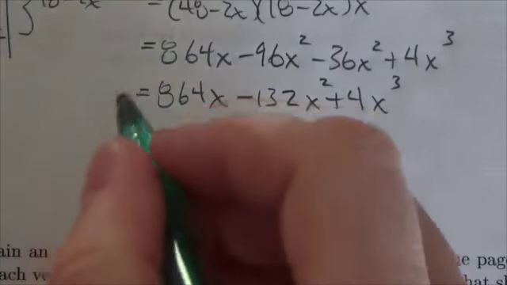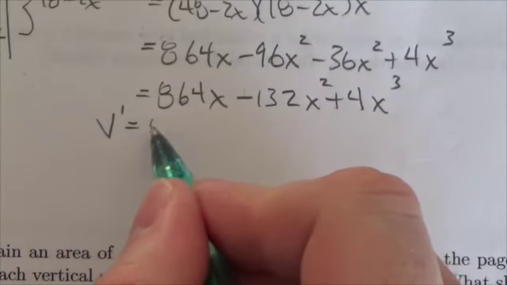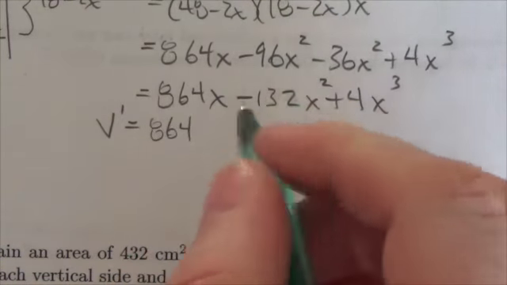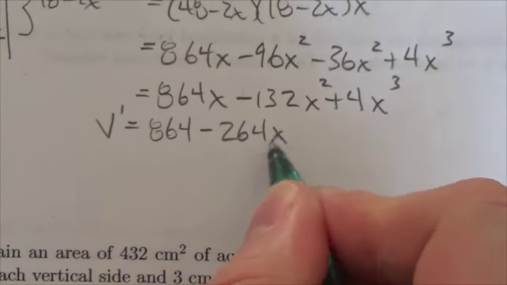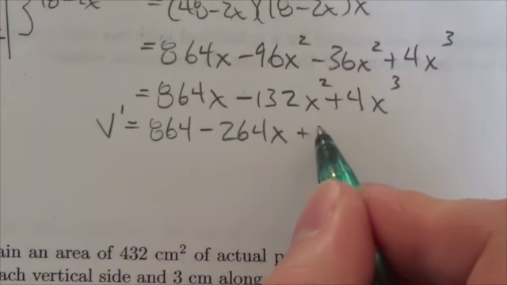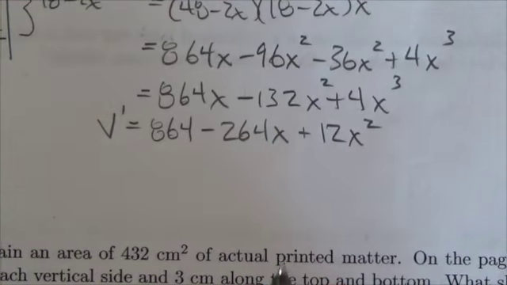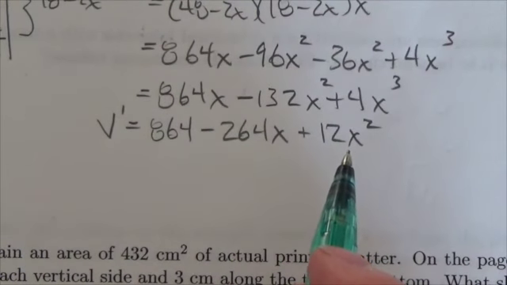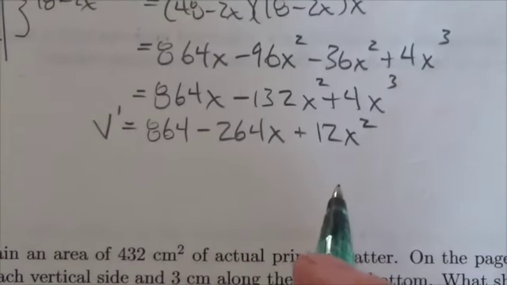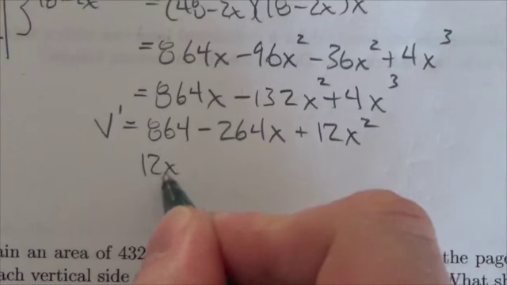Now, if we take the derivative of volume with respect to x, we'll get 864 minus 264x plus 12x squared. Now, there's our derivative. I'd probably be tempted to turn that around and put it in the right order, but I also want to set that equal to 0 because we're going to optimize this.